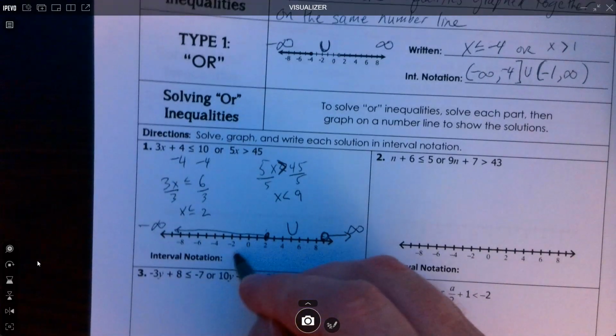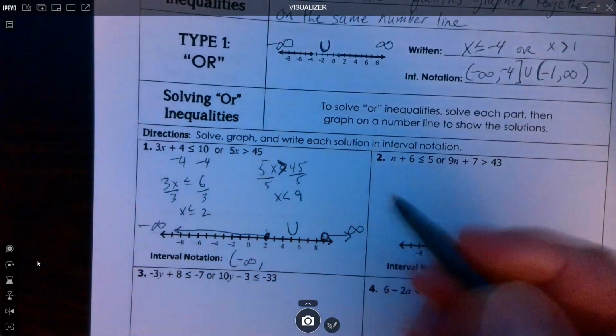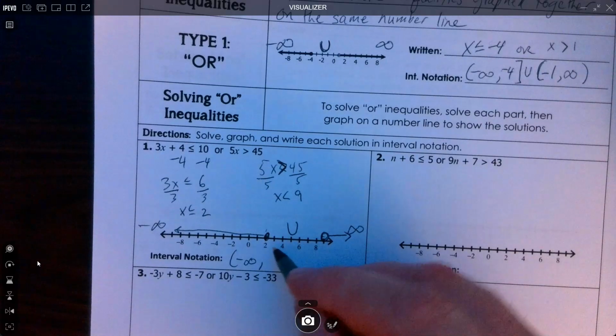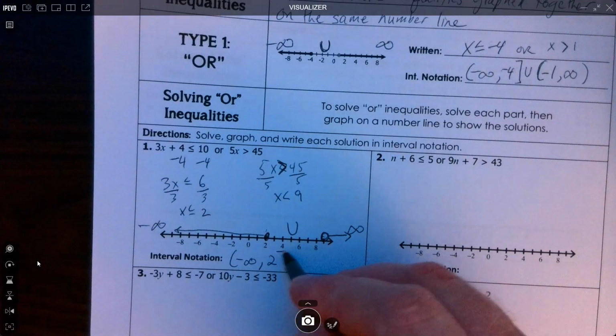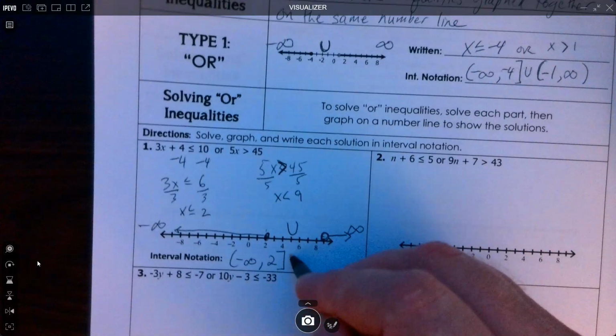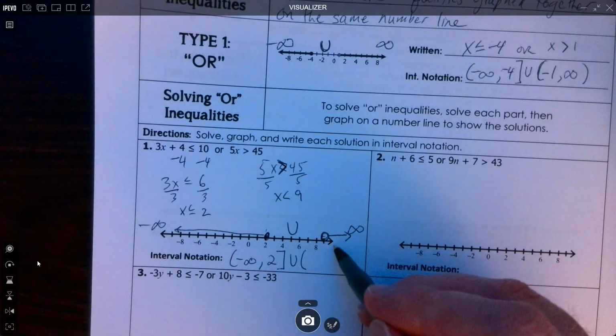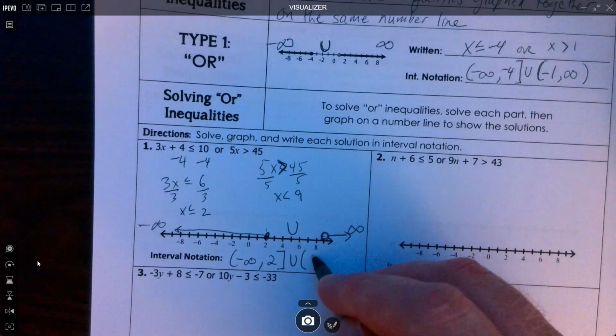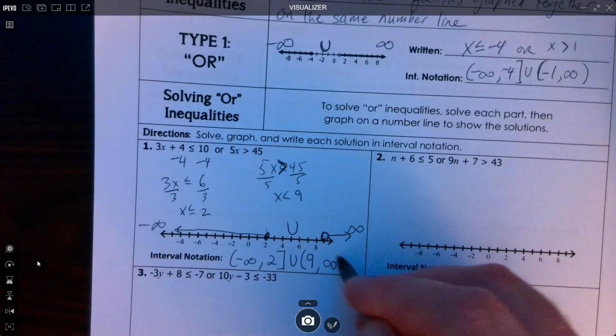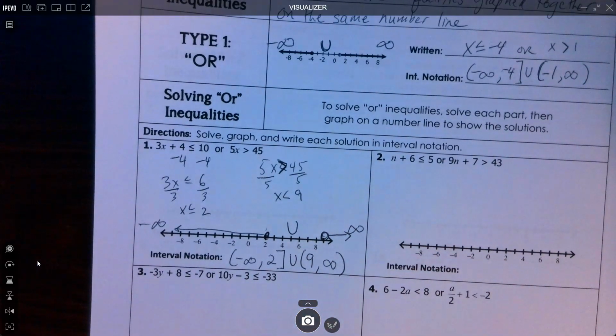So we're going to go negative infinity with a parenthesis all the way up to 2, and we're including 2, so put a bracket, then the u, and then parenthesis because we are not standing on the 9 this time, and we're going all the way to infinity. That's how it works.